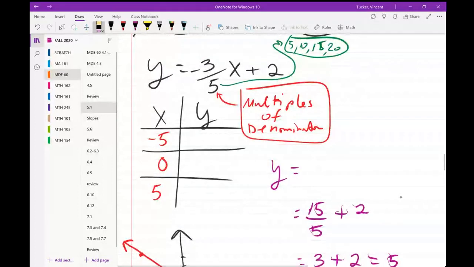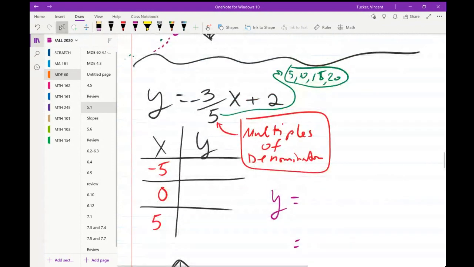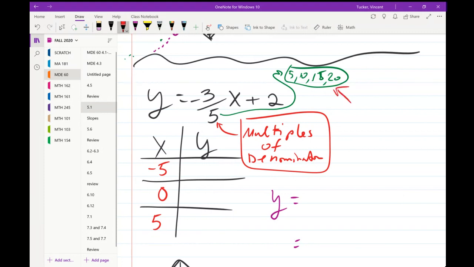So what we'll do is choose multiples of our denominator, whatever your denominator is. So in this case, that's 5. So we're talking multiples of 5. So when before I chose negative 1, 0, 1, I would choose negative 5, 0, and 5. So numbers that 5 can divide into evenly. So like I said right here, I can choose anything that 5 can divide into, 5, 10, 15, 20, 25, 30. Anything that 5 can divide into would be the best option here.